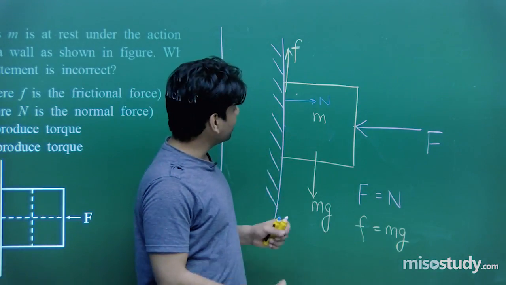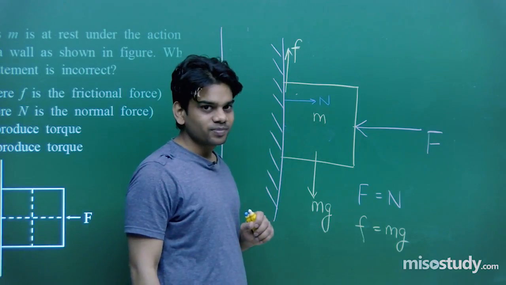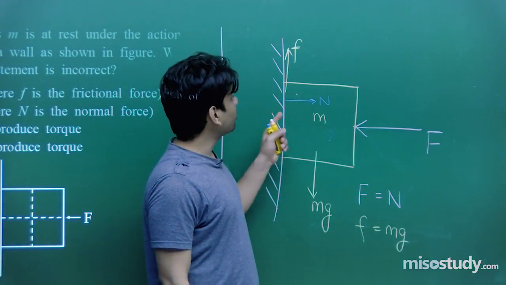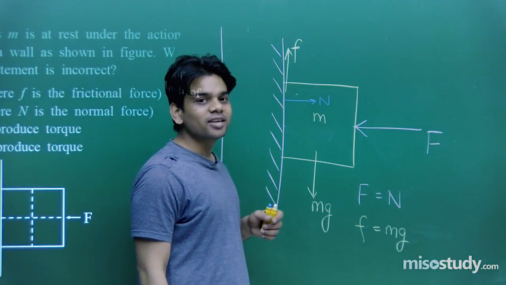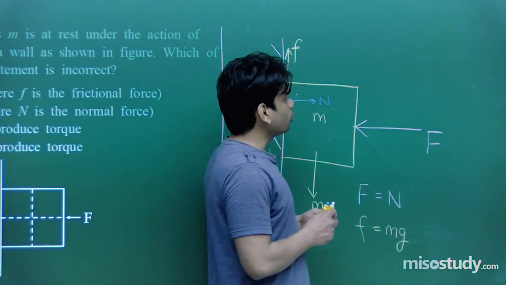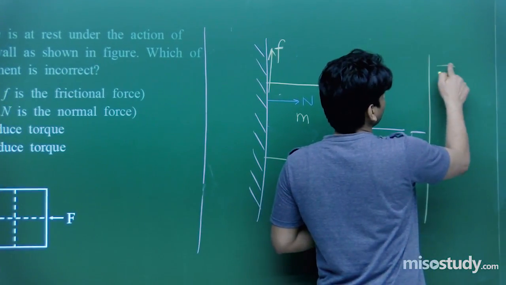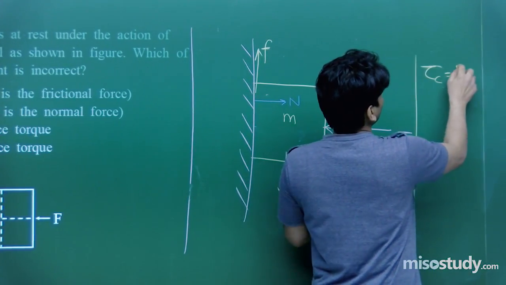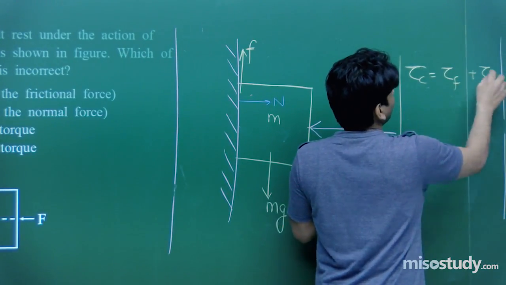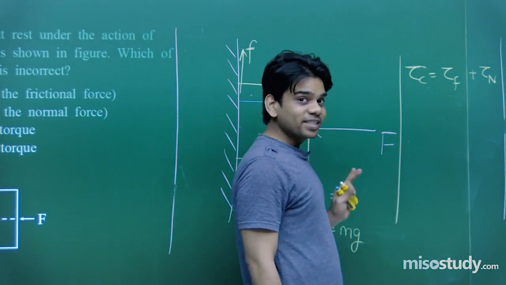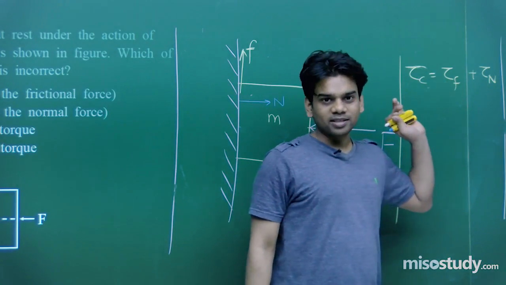That will be due to frictional force and normal reaction. Try to understand the torque about the center of mass that will be due to frictional force and due to normal reaction. So what I'm going to do, I'm going to mark net torque. Torque about center of mass will be equal to torque due to frictional force plus torque due to normal reaction. That means there's a torque due to frictional force. There's a torque due to normal reaction.